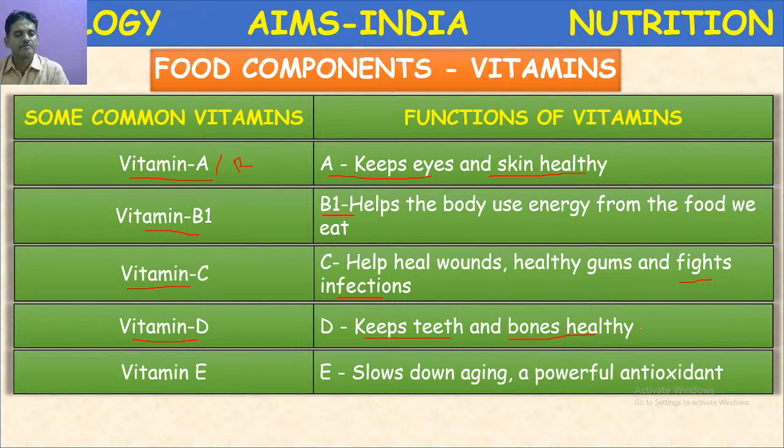Next, vitamin E. Vitamin E is also a very important vitamin. This vitamin is also called tocopherol. It slows down aging. It is an important vitamin which slows down aging, and it is a very powerful antioxidant. Antioxidants are released by this vitamin E, which helps in slowing down the aging. To look young, this vitamin is required.